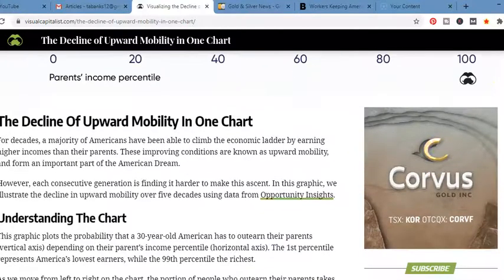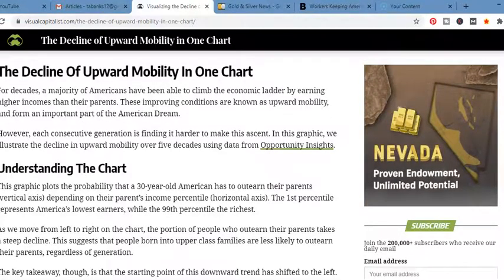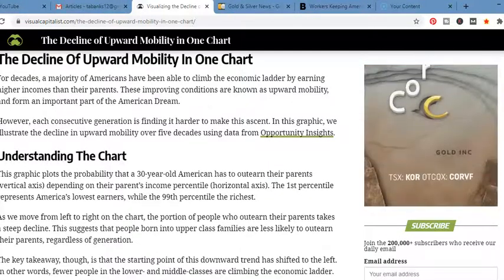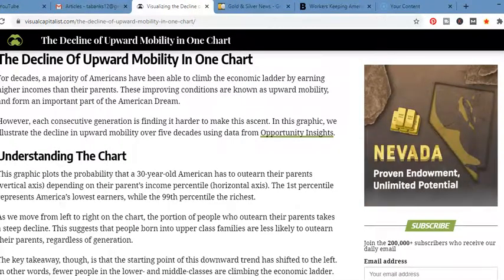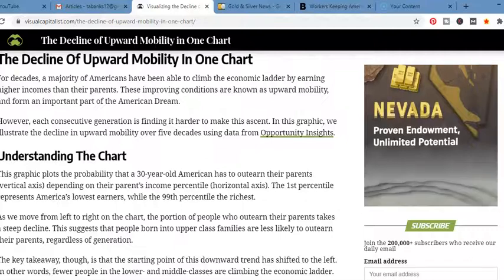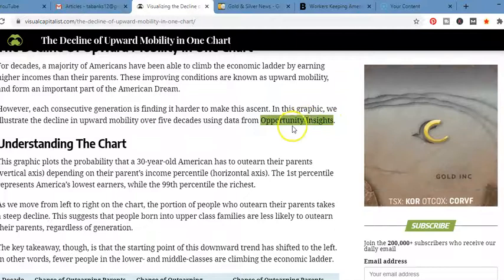Decline of mobility in one chart. For decades, the majority of Americans have been able to climb the economic ladder by earning higher incomes than their parents. These improving conditions are known as upward mobility and form an important part of the American dream. However, each consecutive generation is finding it harder to make this ascent. In this graphic, we illustrate the decline of upward mobility over five decades using data from Opportunity Insights. You might want to click on that link.